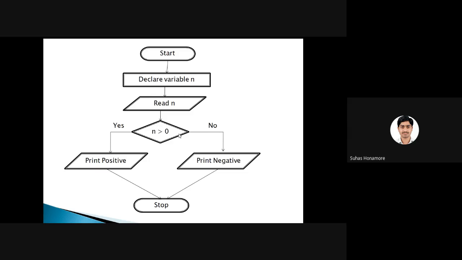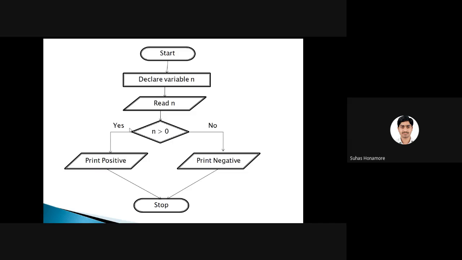What the rhombus does is decision making. Normally we call this decision making. Here a condition will be put, and depending on this condition it will make the decision yes or no, or you can say true or false. Anyone you can say. So here we are checking whether n is greater than 0 or not. Suppose n is greater than 0, it's nothing but positive.